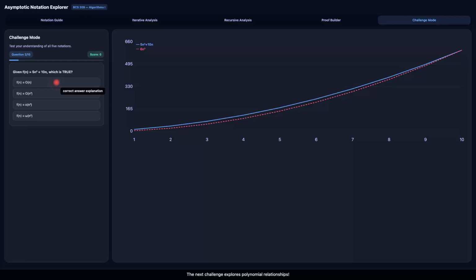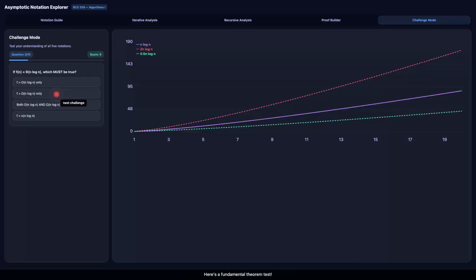The next challenge explores polynomial relationships. Given f of n equals 5n squared plus 10n, we need to determine which notation applies. The n squared term dominates for large n, so this is clearly O of n squared. It's not O of n because n squared eventually overwhelms any linear function. It's not o of n squared because the limit of (5n squared plus 10n) over n squared equals 5, not 0. And it's certainly not ω of n squared because that would mean it grows strictly faster than n squared, which it doesn't. The dominant term analysis makes Θ of n squared the correct choice.